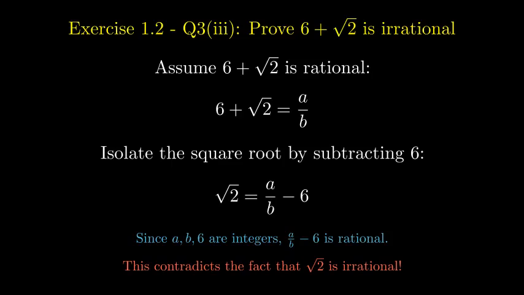The right-hand side involves only integers, a, b, and 6, so it is a rational number. This forces root 2 to be rational. But the square root of 2 is irrational. This is a contradiction. Therefore, 6 plus the square root of 2 is irrational.